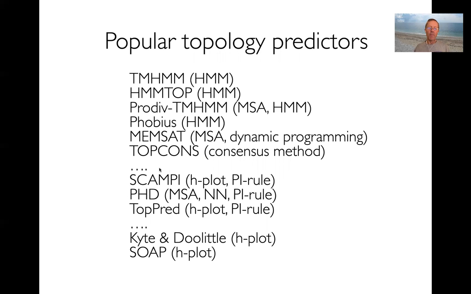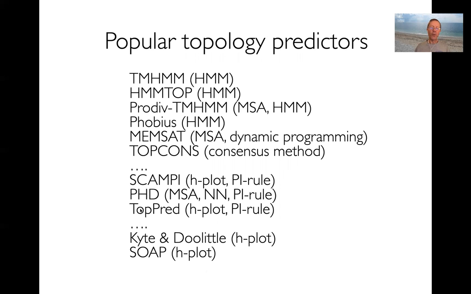Then there was an intermediate-aged group that was not based on machine learning, and I'll specifically discuss TopRed, which was just looking for hydrophobicity and using the positive inside rule in a way I'll tell you about. And then there were some very early ones that were only based on hydrophobicity, because they were designed before this positive inside rule was known. But these were very poor. They were very bad predictors. These were reasonably good predictors, and these are even better predictors.